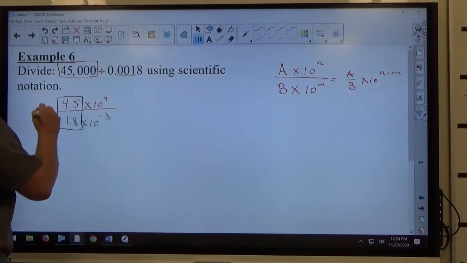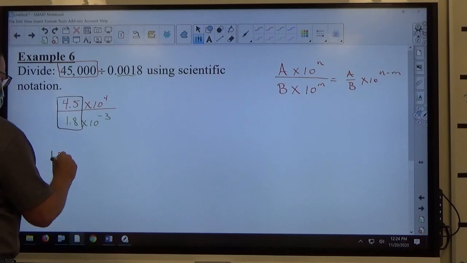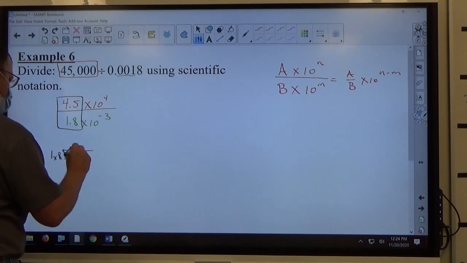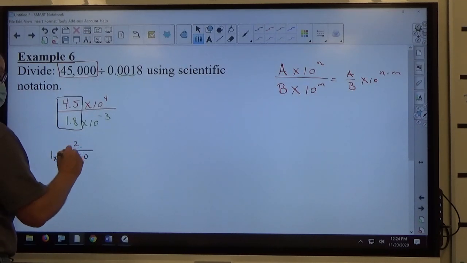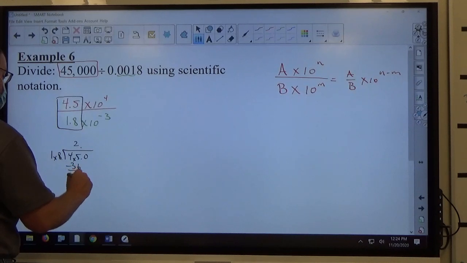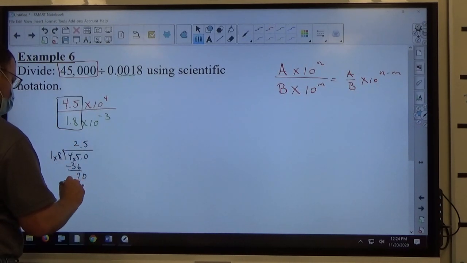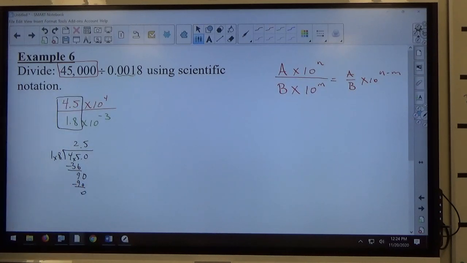So if I apply this rule, to get my coefficient, I'm going to divide 4.5 by 1.8. So 1.8 into 4.5. 18 goes into 45 2 times, that's 36, subtract and get 9, and 18 goes into 90 5 times, no remainder, so 2.5 is the result of that.